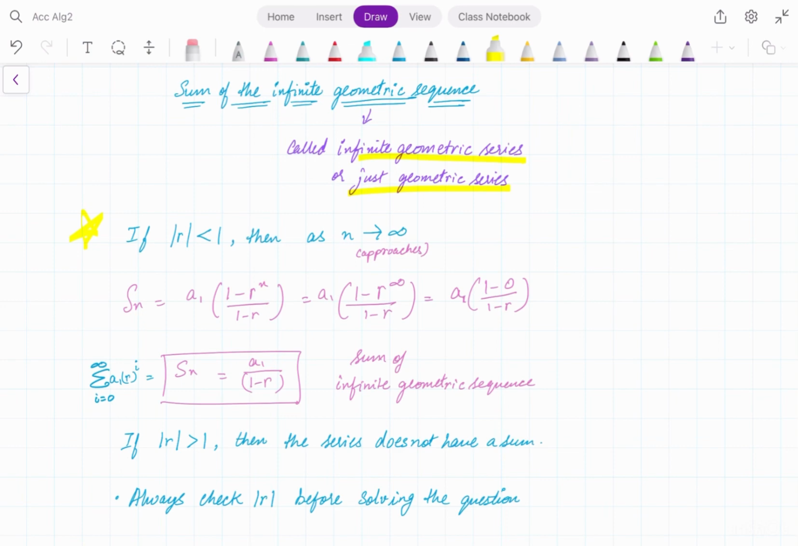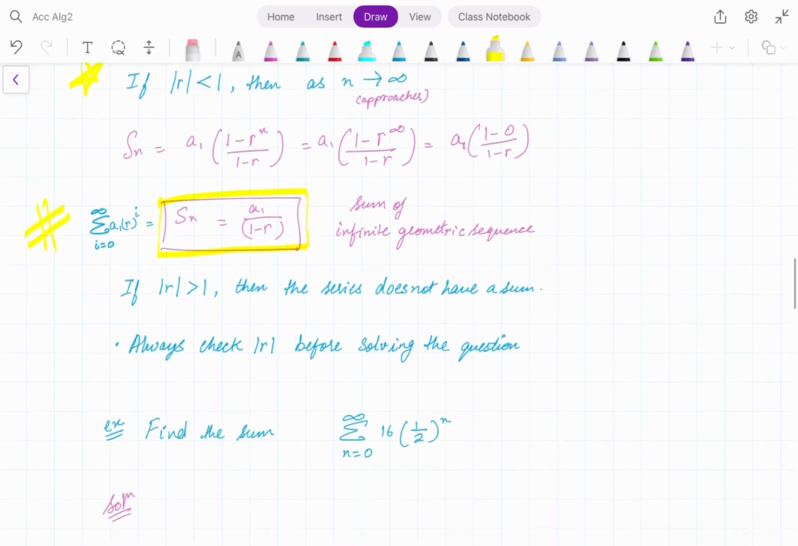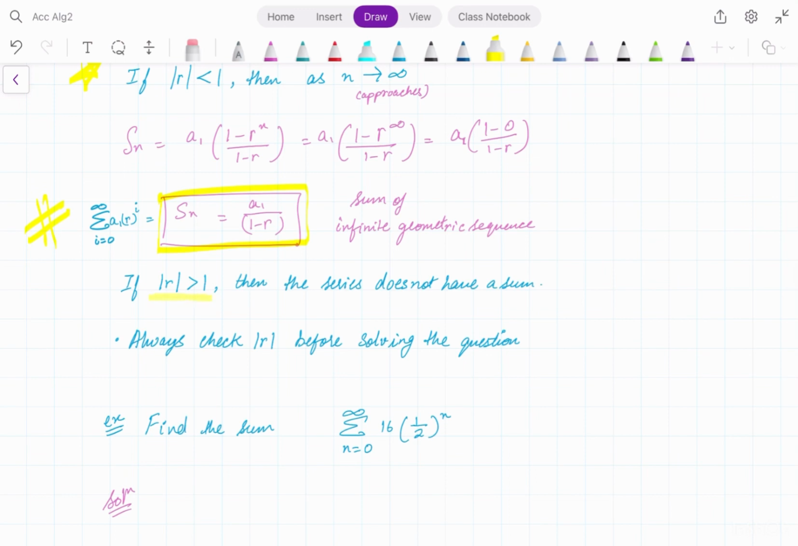So we are looking for the assumption that the absolute value of r, that means the absolute value of the common ratio, should be less than 1 as n approaches infinity. Then the sum is a1, that means the first term, divided by 1 minus r. If the absolute value of r is greater than 1, then it diverges. Then it implies that we cannot find the sum.